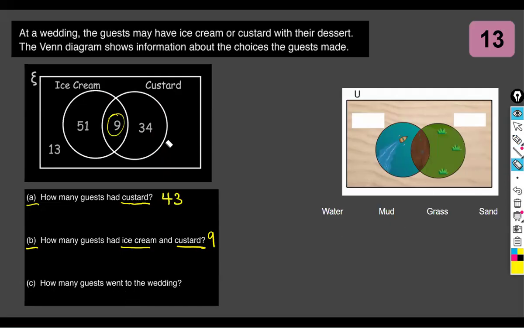How many guests went to the wedding? Well, in a case like that, you just have to add up everybody. You have to add up the 51, the 9, the 34, and the 13. 51 plus 9 plus 34 plus 13 is 107.